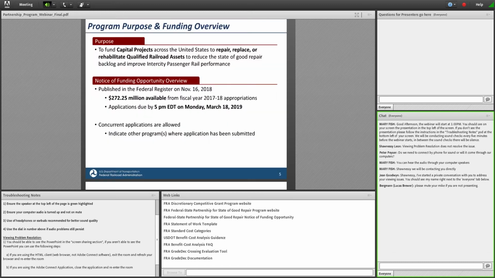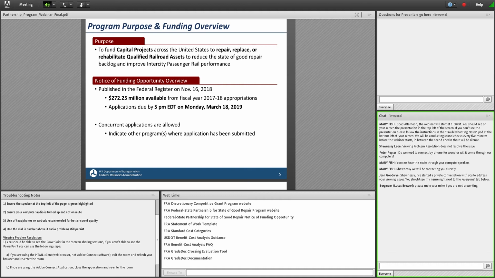Starting with the purpose and a review of the funding that's available. You see there, our purpose is to fund capital projects across the U.S. to repair, replace, or rehabilitate qualified railroad assets, to reduce the state of repair backlog, and improve intercity passenger rail performance. Now I know there's a lot of terms in there, and in the following slides we'll dig into a number of those terms and spec them out a little bit better so you have a better sense of what all that means.